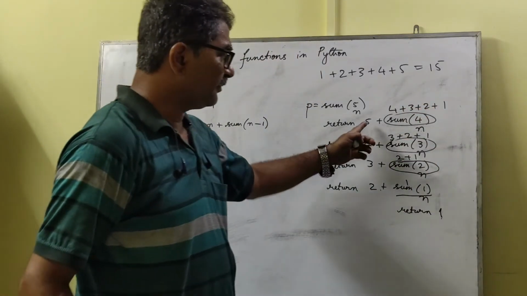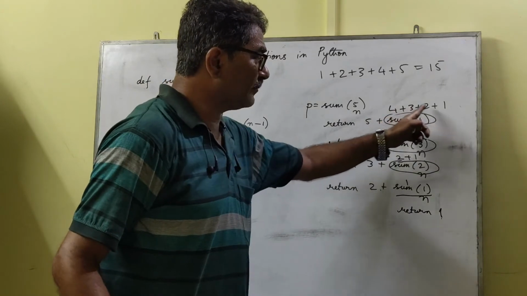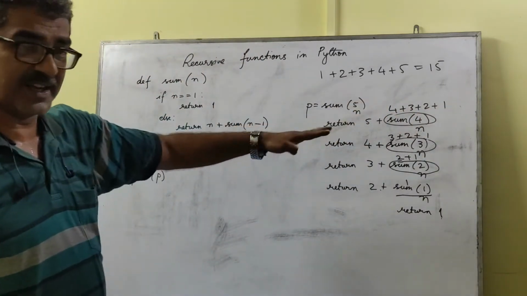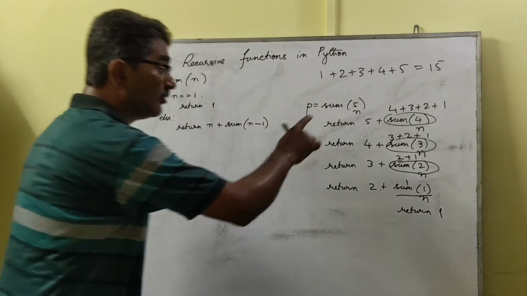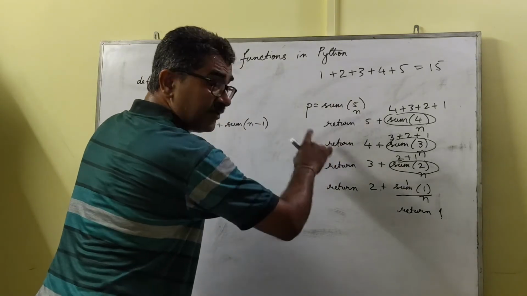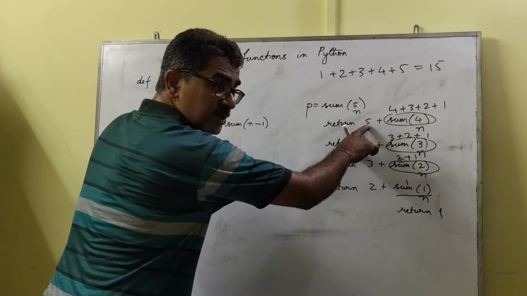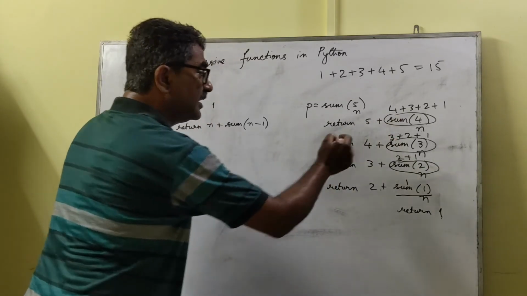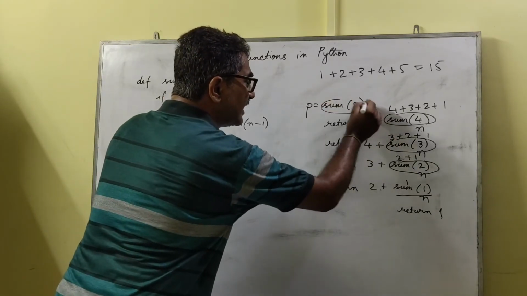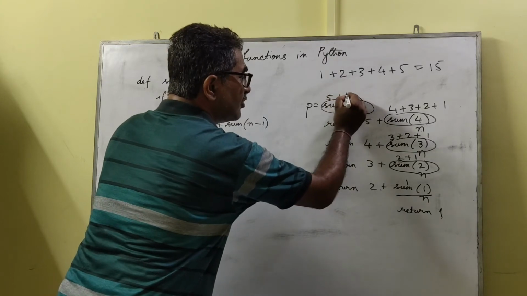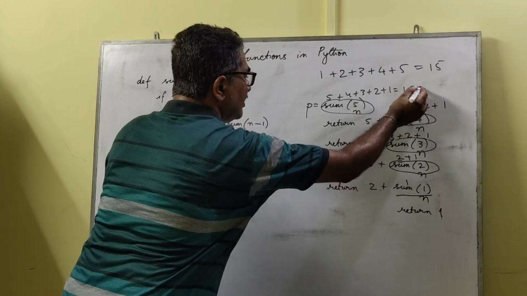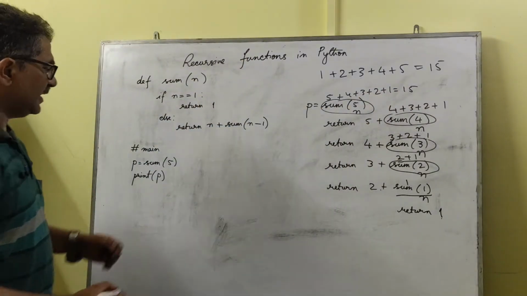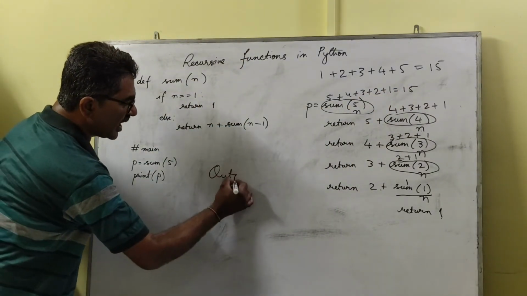And this time 5 plus 4 plus 3 plus 2 plus 1, that happens to be 15, gets returned. Where does it get returned? To the place where it was called. Where was this called? The sum 5 function had called this, due to which this return statement had occurred. So here this entire thing will get replaced with 5 plus 4 plus 3 plus 2 plus 1, which happens to be 15. So the value of P is 15. Print P, it's going to show you the output as 15.